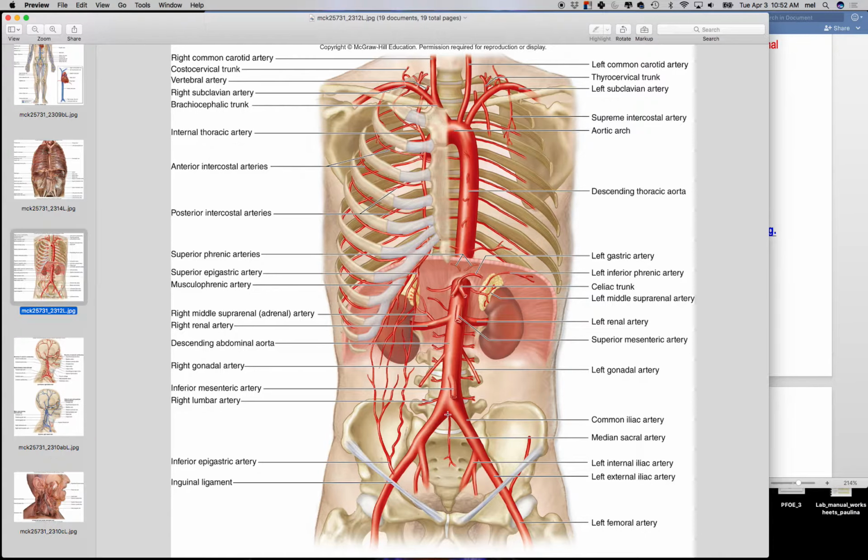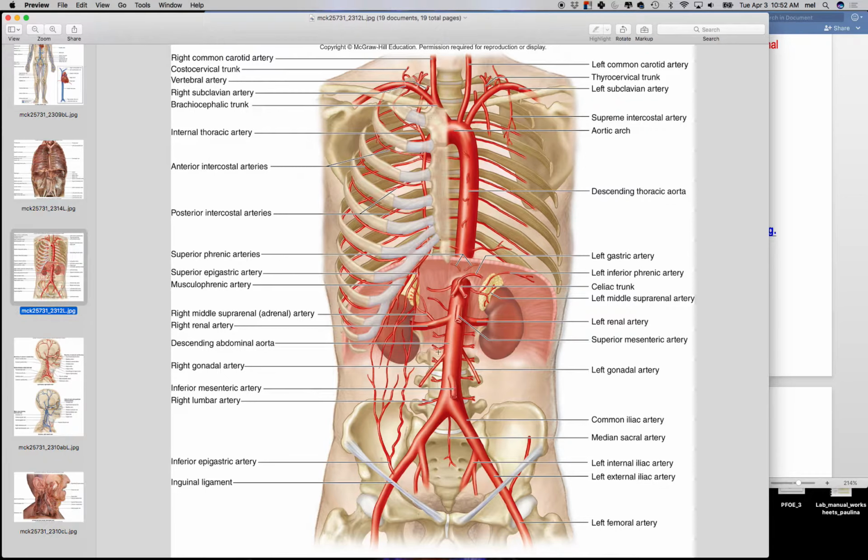So the mnemonic for these three is CSI, okay? And this is celiac trunk, superior mesenteric artery, and inferior mesenteric artery. Watch, CSI. The others are really obvious. So let's get the obvious ones out of the way. You ready?